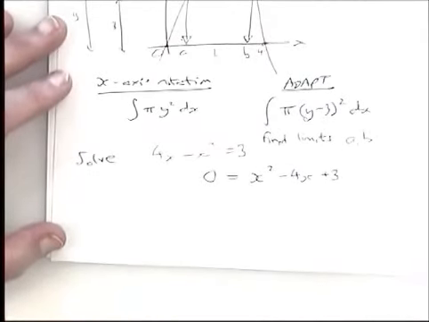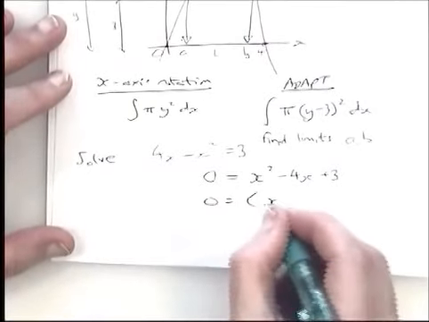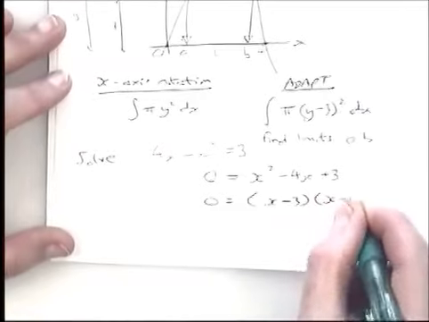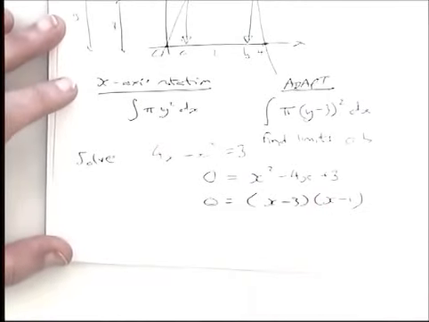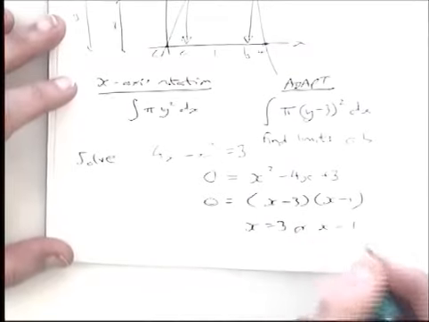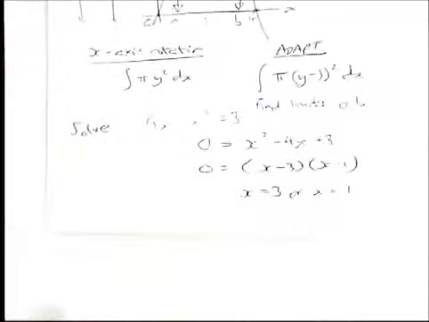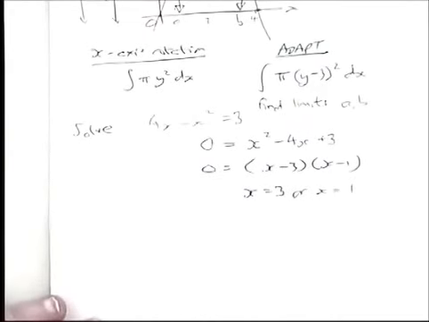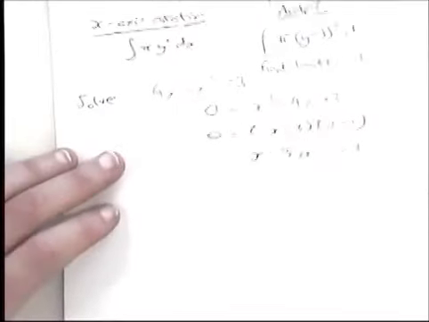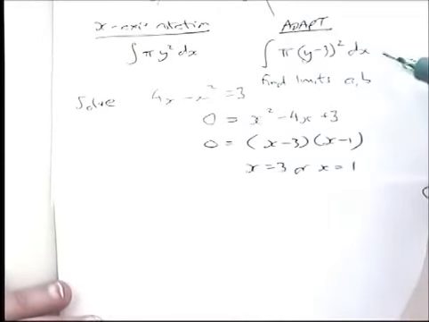Go on, Roz, you said it? X minus 3, x minus 1. Because you factorised. Yeah. Okay, factorise it, solve those, so we get x equals 3 or x equals 1. So we've got our sum, if you like, our integration over here.